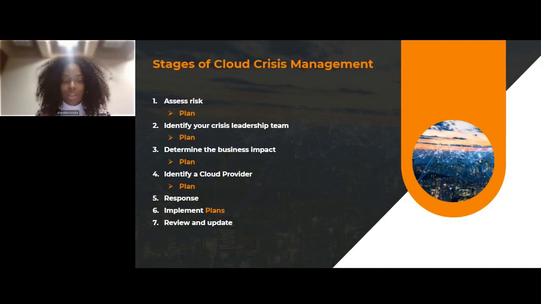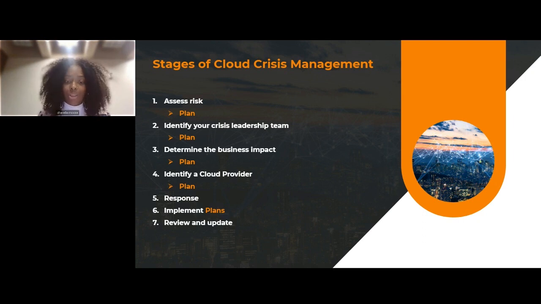So we have here the 7 stages of cloud crisis management, and the first is assess risk. We know that we need to assess risk all the time, and that's pretty much the beginning of identifying where your major key players are, where your most important information is sitting in the environment. What is the risk if that information or data was to get compromised at any time?